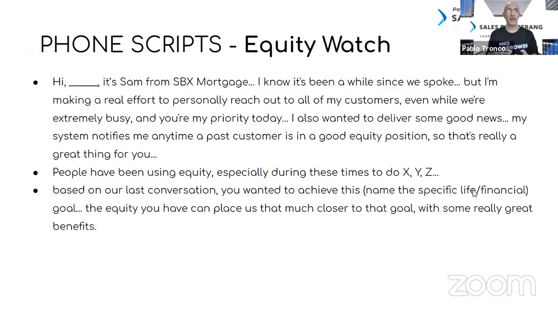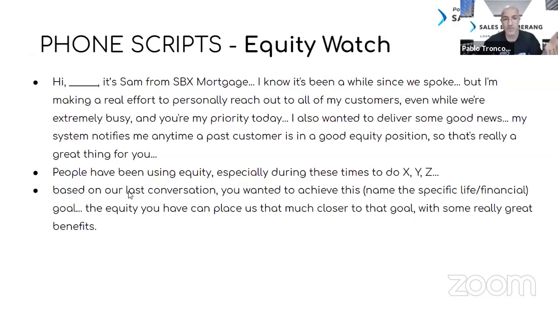Because you wanted to retire and be financially stable, you wanted to also fill up your asset column a little bit more, and also have some cash flow, some additional streams of income. And based on that, I just got off the phone with one of my expert real estate agents who specializes in investment properties for baby boomers, those that are retiring or already in retirement, in order to help them build their asset column and get some rental income. So based on that, the equity that you have can literally place us that much closer to that goal with some really great benefits, right?